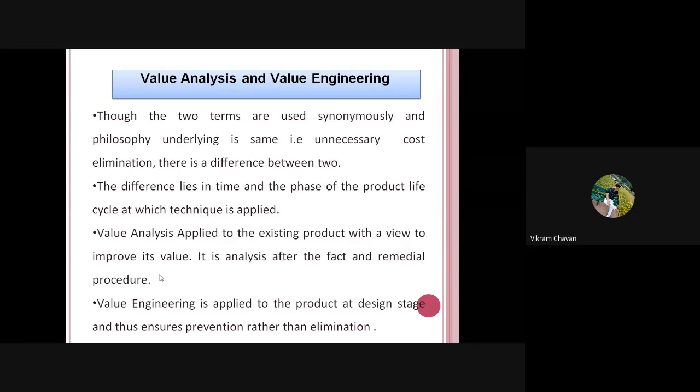Getting the difference between two terminologies, value analysis and value engineering. Getting? Is there any question, any doubt? Okay, so please note down: value analysis and value engineering.